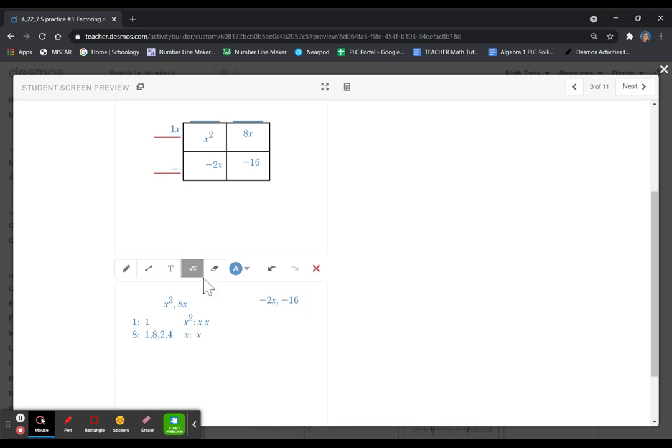Now let's break these down like I did these here. We're going to have the negative 2x first. Since we already factored out a negative, we're just going to find the factors of 2. So my factors of 2 are 1 and 2, because 1 times 2 is 2. And then x, so it's just x times 1 is x. And then for negative 16, we're just going to do the positive, so 16.